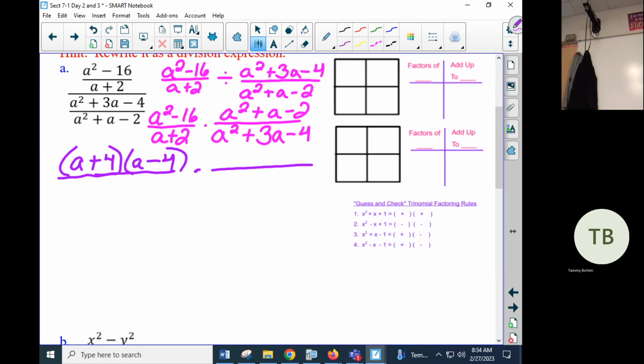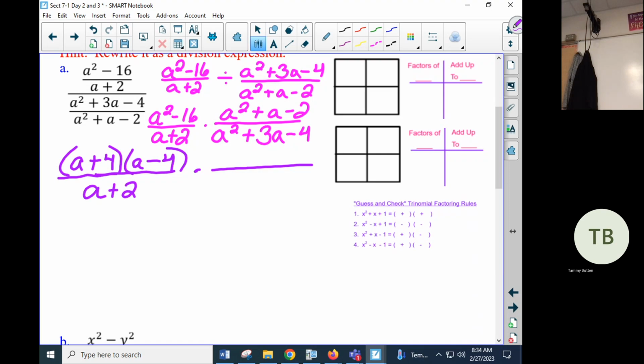On the bottom here, we have a plus 2. There's nothing that goes into both of these. It's not difference of squares because it's not minus and a is not squared. So we just leave that. There's nothing I can do with that to simplify it.